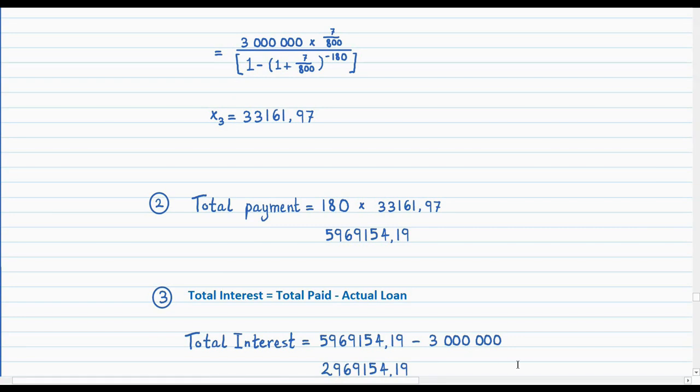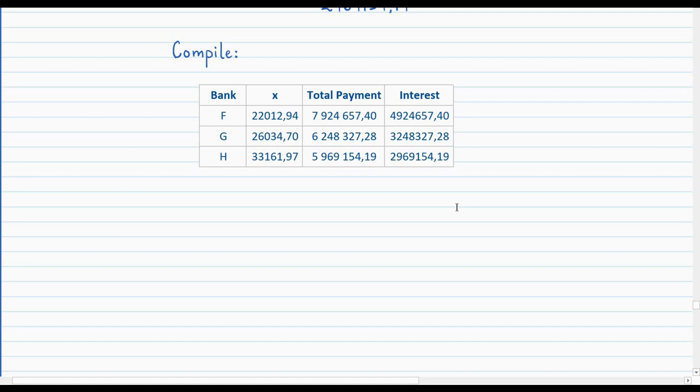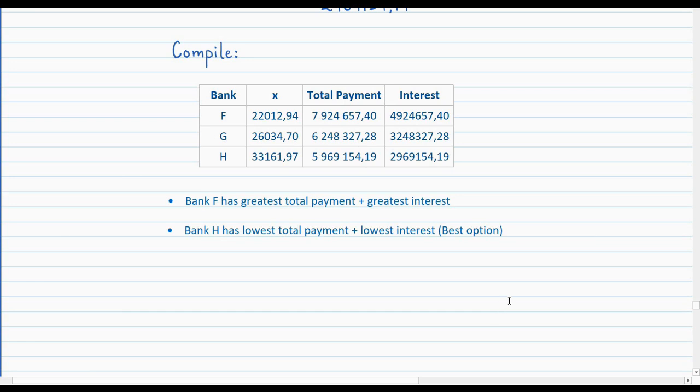Let's compile all these results in a single table. Notice that while Bank F has the lowest monthly payment, it has the highest total payment as well as interest. Then Bank H has the highest monthly payment, which is roughly 10,000 Rand more than that for Bank F. But when you look at the whole picture, it has the lowest total payment as well as lowest interest. Therefore, based on just this information in the table, Bank H would be the best option.